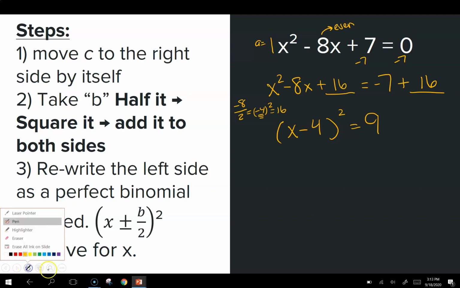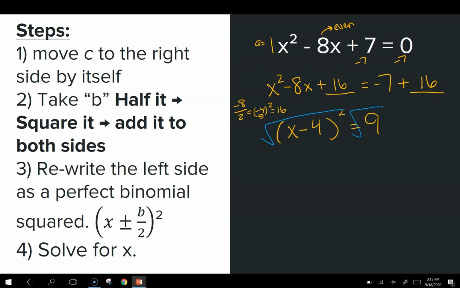Now we're going to solve using what we did before. I see I have a parentheses squared, so to get rid of that, we're going to square root both sides. My x minus 4 is now free. I took the square root of a number, so I don't have positive and negative of something. Well, the square root of 9 is 3. That was nice and pretty.